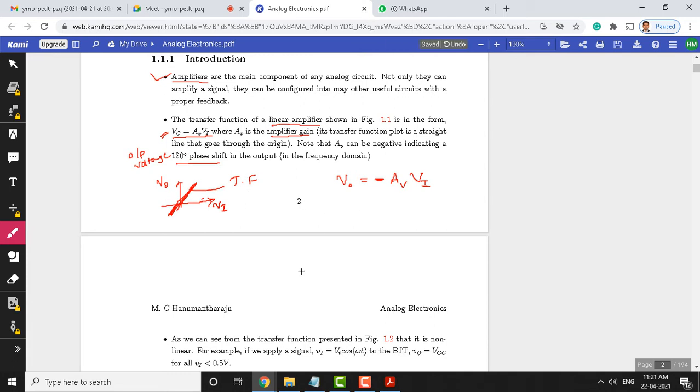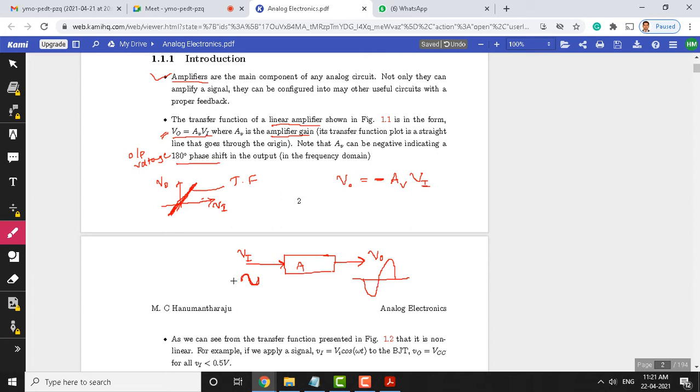That means, if you have an amplifier circuit something like this, and we apply an input signal here, and let us indicate the output signal here, the negative sign shows that if you apply a sinusoid going positive then negative, the output will be inverted. That is what the 180-degree phase shift indicates.